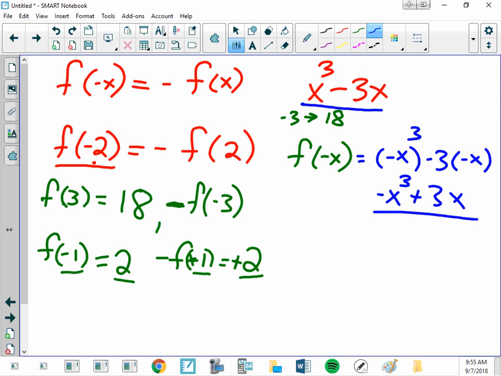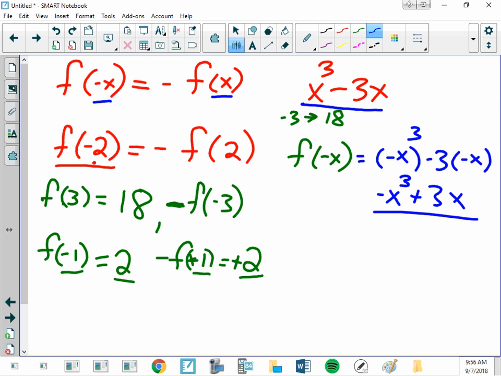Yes? So if we plug any number and its opposite into the equation, then the answers will also be opposites. Well, yeah, if that's the way you want to think of it, it should be okay.